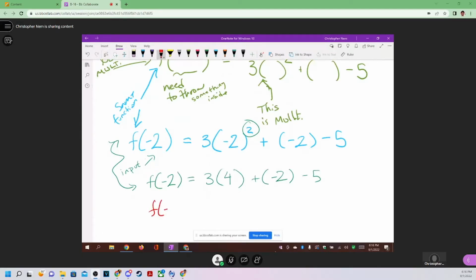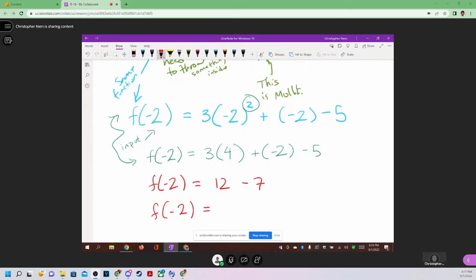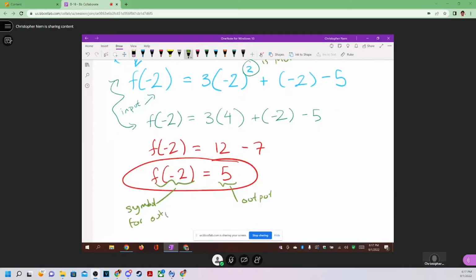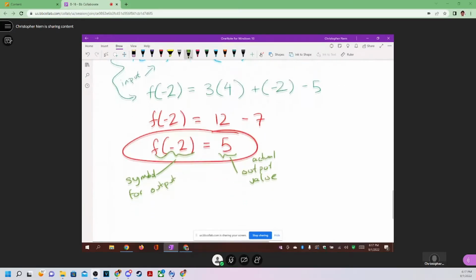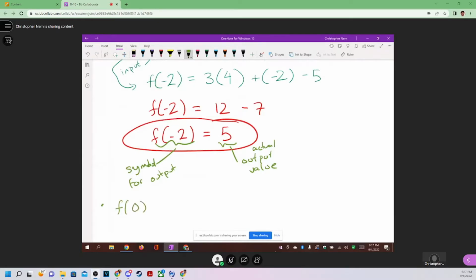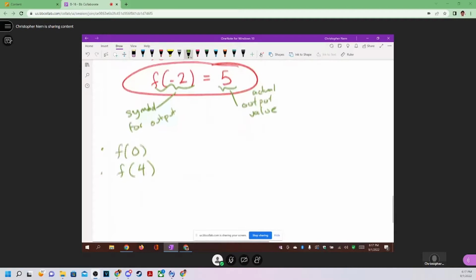So now we keep simplifying. And notice how I'm showing every step. Plus, what is that, minus 7? And then we have f of negative 2 equals 5. Boom. So if I throw in a negative 2, I'm going to get 5. That's my output. This entire thing is a symbol for the output. However, on the other side of the equal sign is the actual output value. So make sure you understand that. Then I leave it as an exercise for you to try out on this problem, f of 0 and f of 4. Try those out as a little exercise.